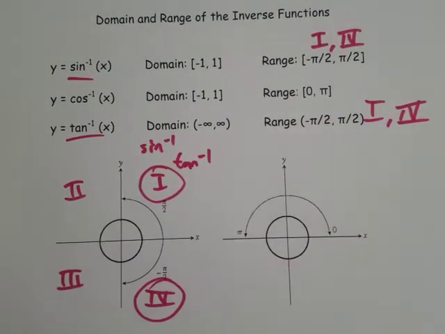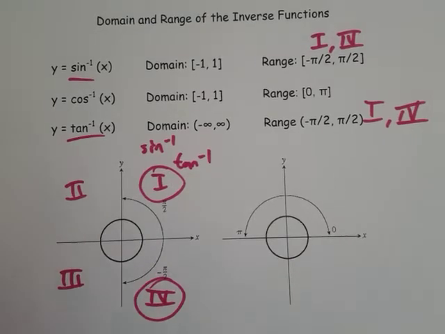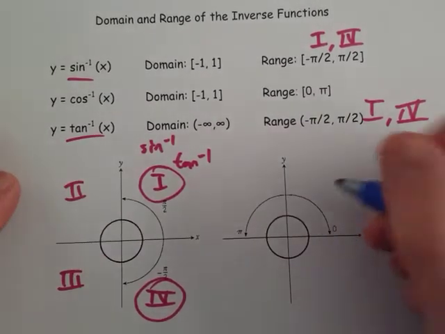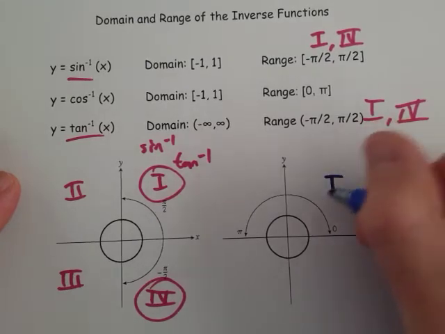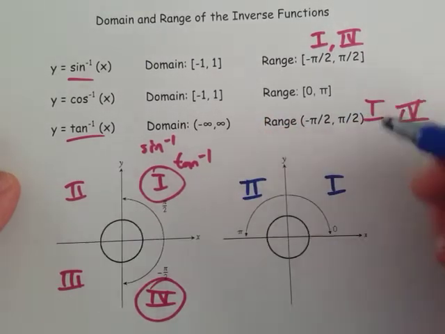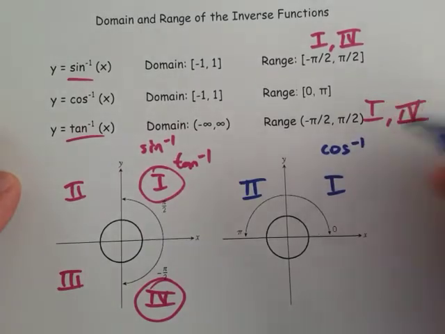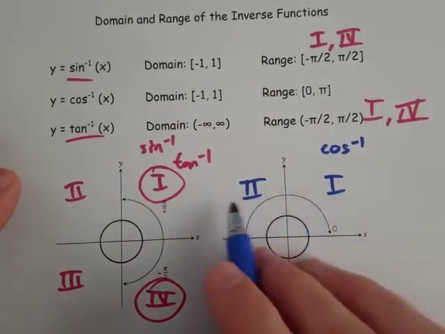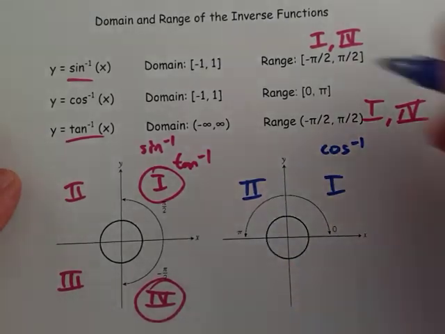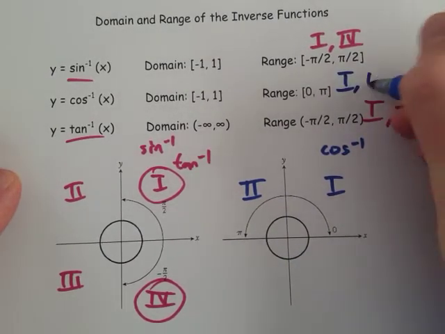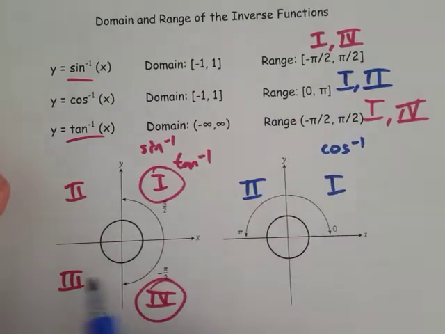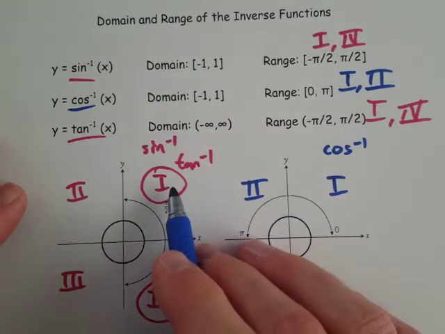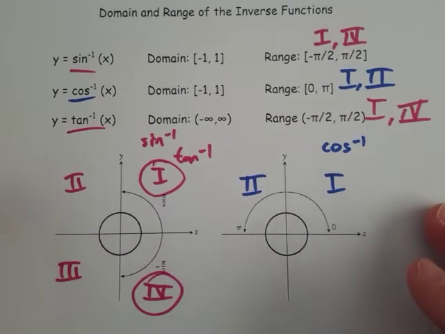So tangent inverse belongs here as well. This other one is reserved for cosine inverse. Cosine inverse we saw had a range of 0 to pi. So that is going to be just in quadrants 1 and 2. This will be our cosine inverse. The output of cosine inverse will always exist somewhere in 1 or 2. And likewise, the output for either sine inverse or tangent inverse will always exist in either 1 or 4.